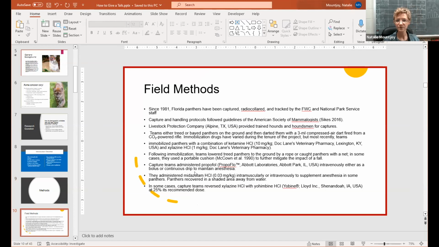This is a kind of typical slide that I might see for methods, just a bulleted list of the things that I did, right? So we have a theme here too, right? Some things, a little circle and dashed lines.